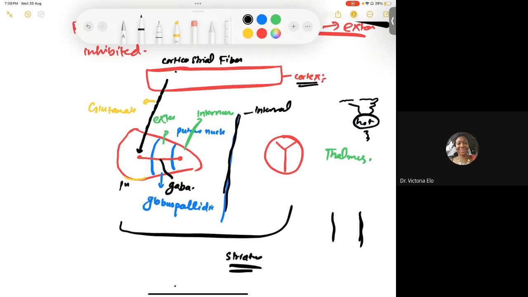Then we have the next fibers from the globus pallidus internus into the thalamus, which are again GABAergic in nature. They release GABA once they are stimulated. And from the thalamus, the signal enters the cortex, fine tuning the signal. That is glutaminergic in nature, that is, it leads to stimulation of your cortex. Is it clear?